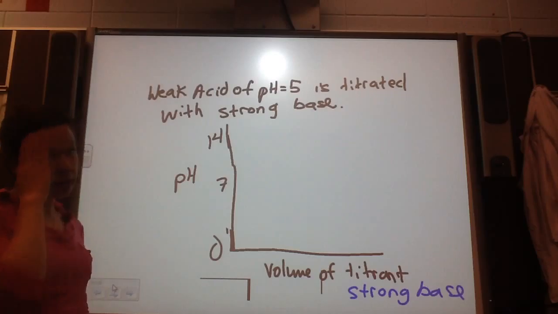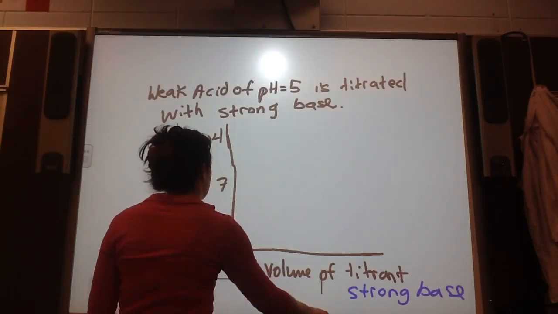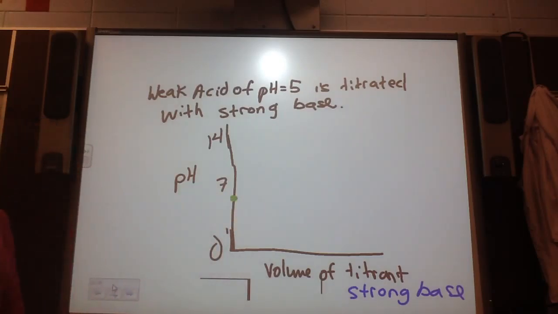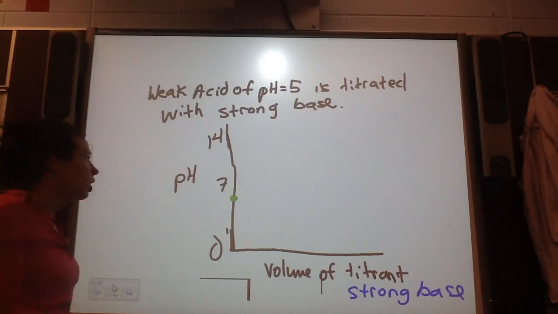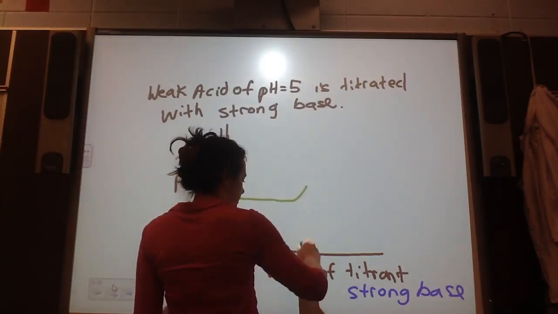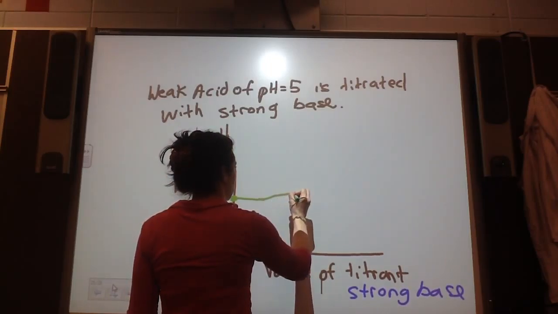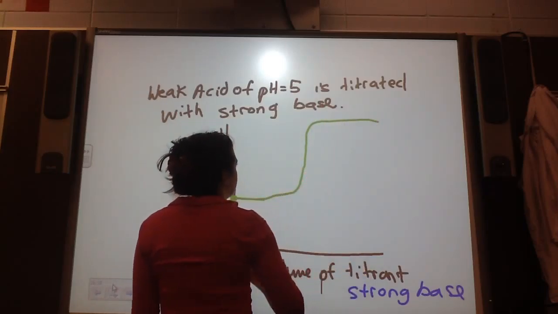So you always start with the pH of your sample. This one is going to start approximately here. Now if I'm ending with a strong base, it's going to be going up to a pH of like 13. Okay? So it will start off normal like a buffer, go up a little bit, this peaks, and then it levels out.